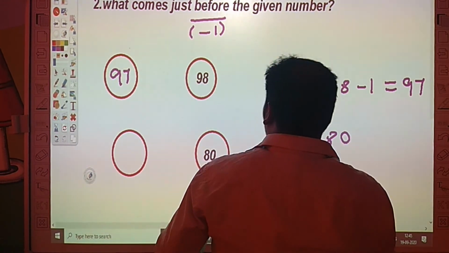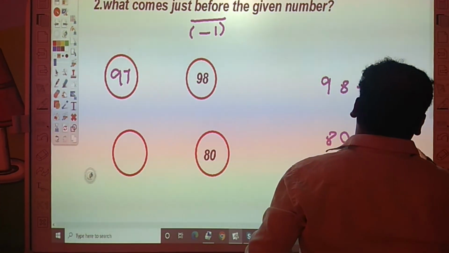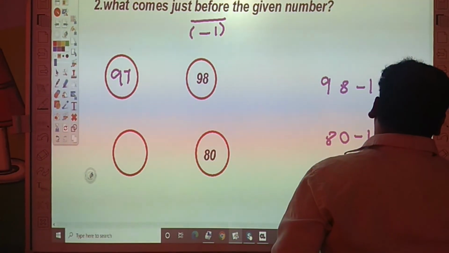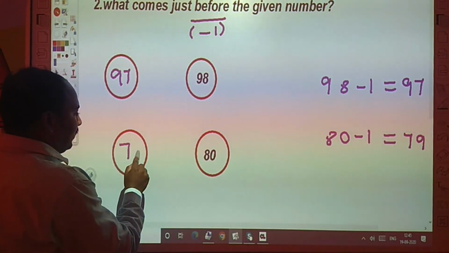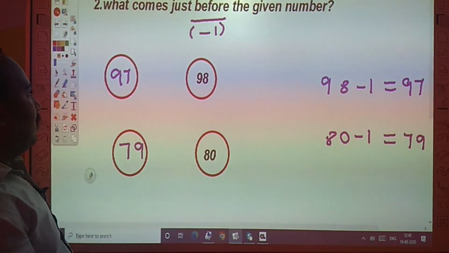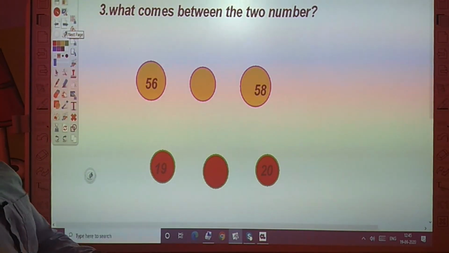The next one, the given number is 80. You want the number before. 80 minus 1 is equal to 79.